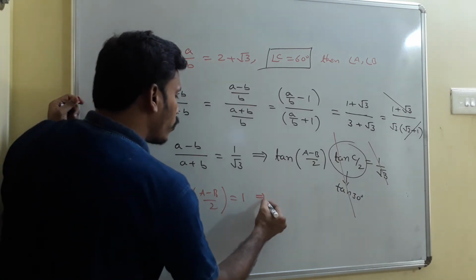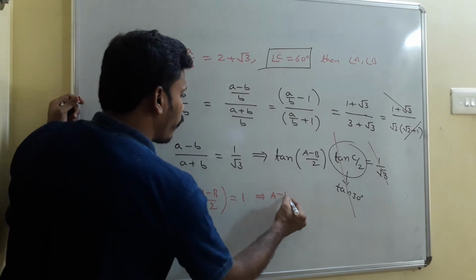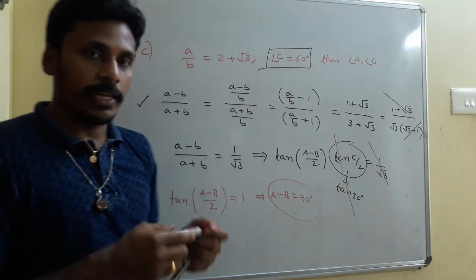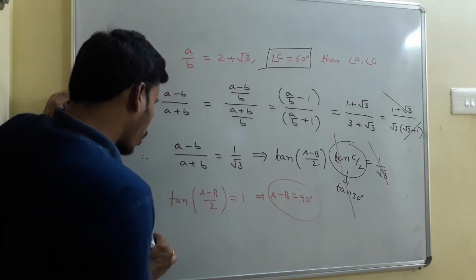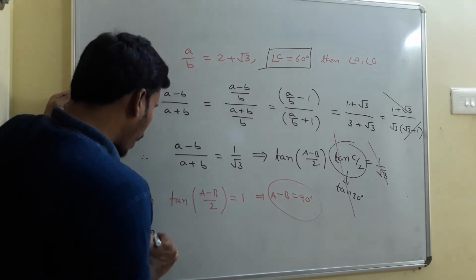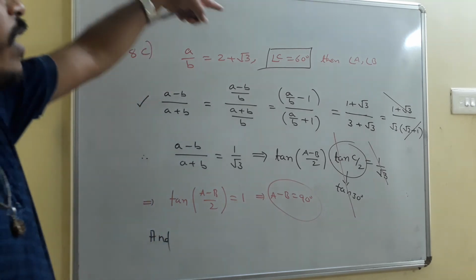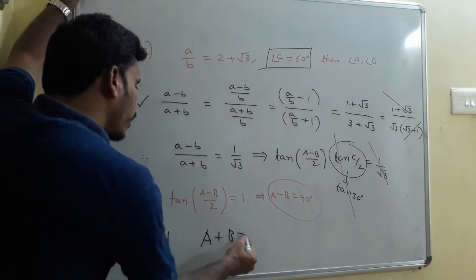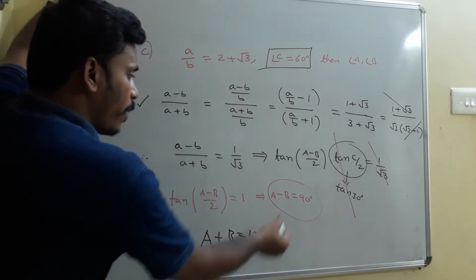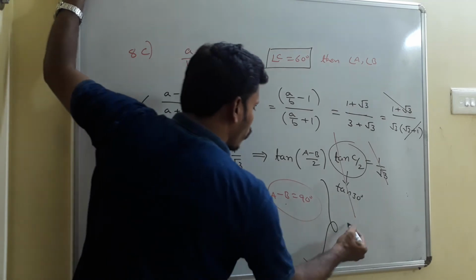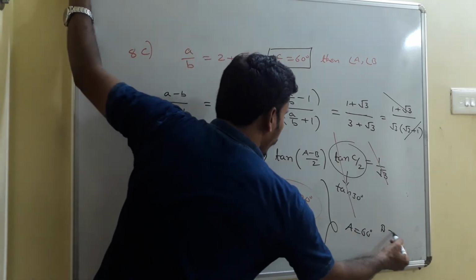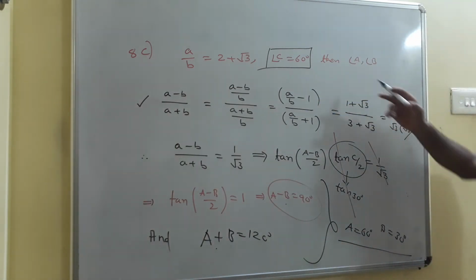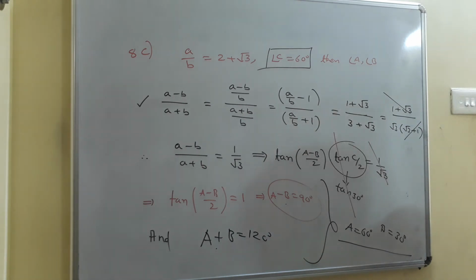Since tan of (a minus b) by 2 is equal to 1, this (a minus b) by 2 is 45, and then a minus b is equal to 90 degrees. So I have that a minus b is 90. And since angle C is given as 60, and the sum of the three angles of a triangle is 180, right? It is very clear that a plus b is equal to 120. A minus b is 90, a plus b is 120. If you solve these two, a is equal to 60 and b is equal to 30, you will get. And at the end, a 60, b 30 and c 60 are the angles.